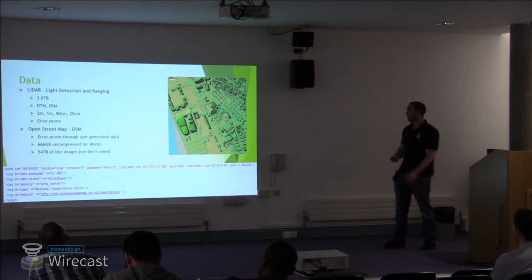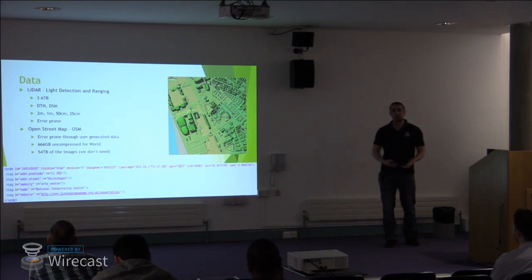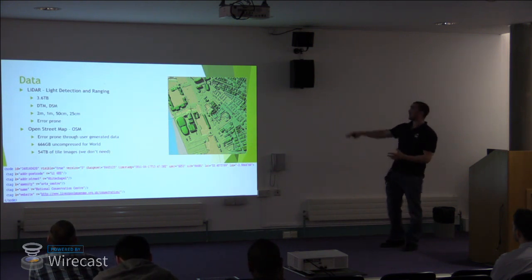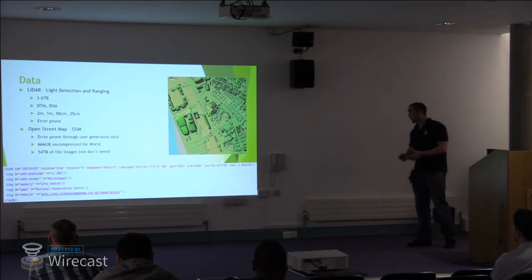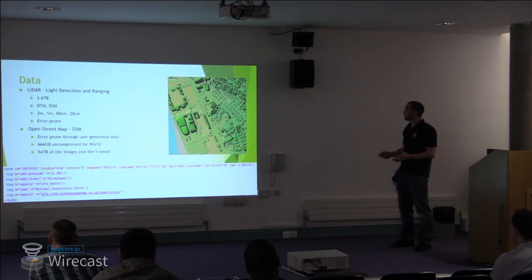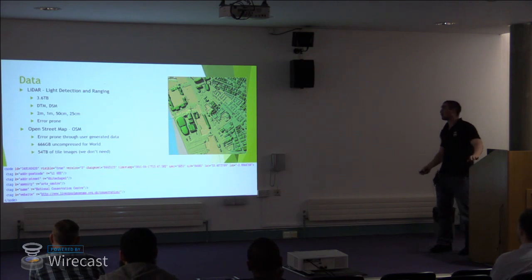And this is where OpenStreetMap comes in. But as I said, OpenStreetMap is full of errors itself, so we want to combine LiDAR with OpenStreetMap to help each other. With OpenStreetMap, we have boundary data, which could be the boundaries of a building generated by users. And for the whole world, currently there's a scary number, 666 gigabytes of basically XML files.